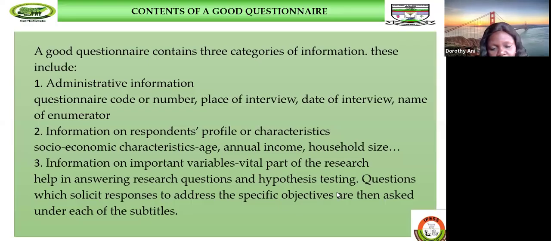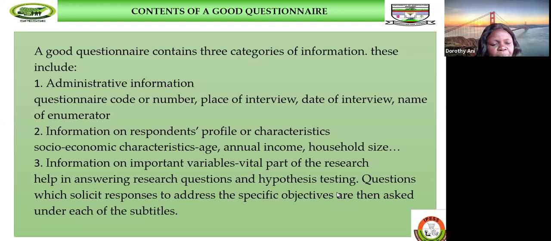So we will normally, even if it's not in your objective, like when I was doing my PhD, I don't have anything like socioeconomic characteristics in my specific objective, but I still went ahead and collected data on socioeconomic characteristics. It's good for you to know their background, their age, their income, their household size, and all that, their marital status. That one is the second content.